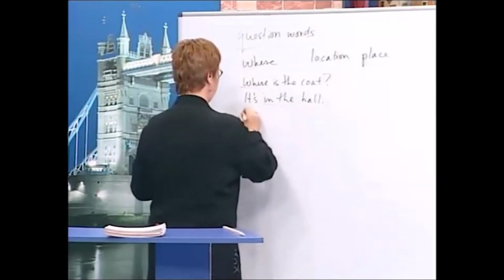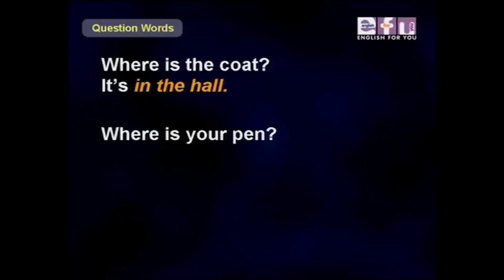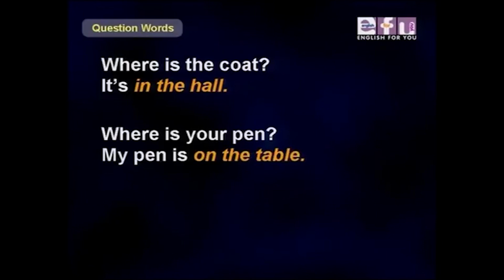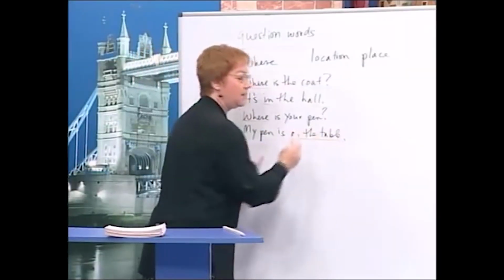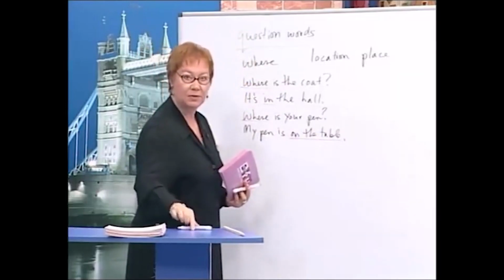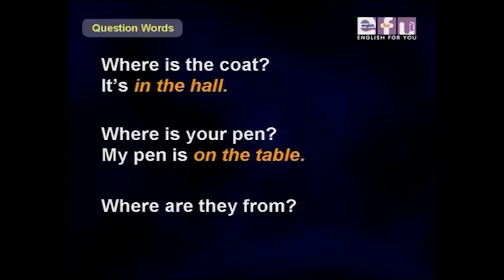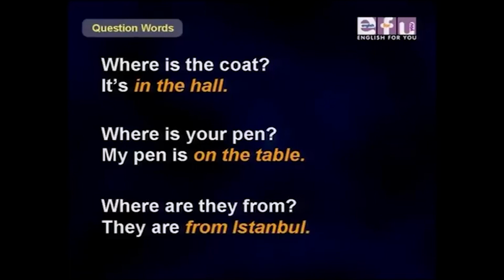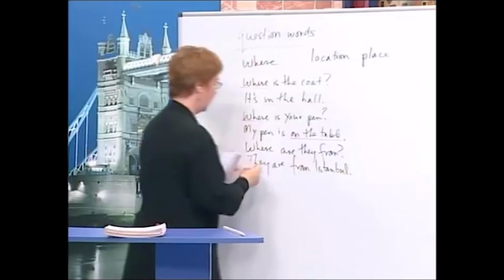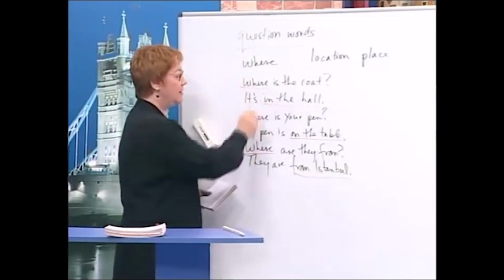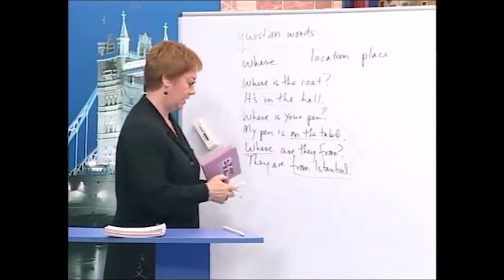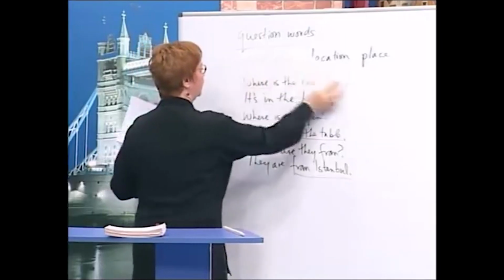Here's another example. Where is your pen? My pen is on the table. And another one, where are they from? They are from Istanbul. So where, and then we answer with the place.